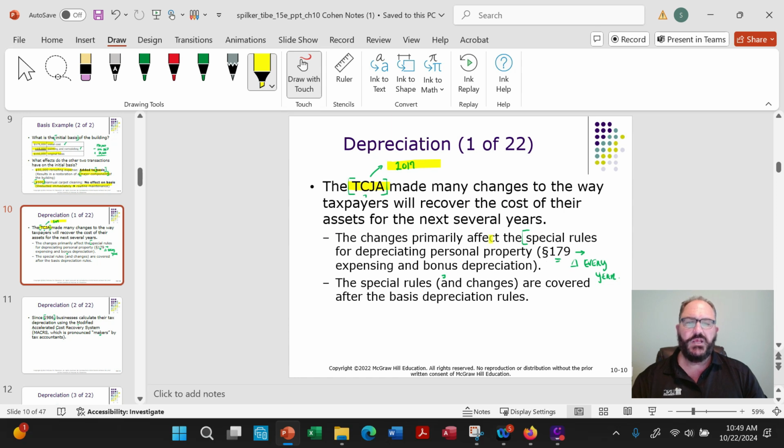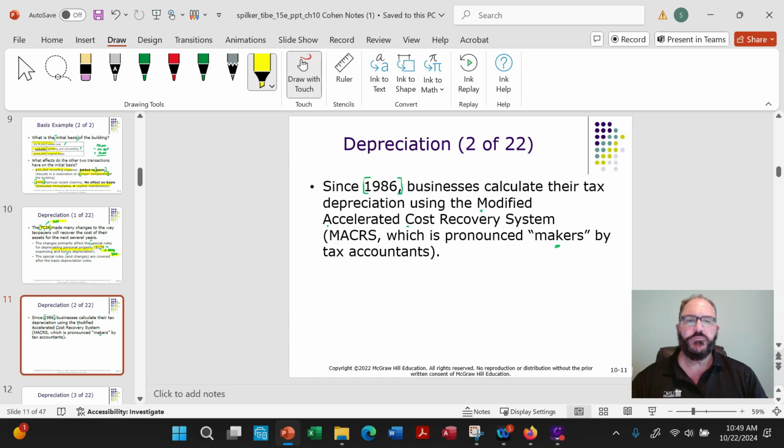Okay. And basically, it had a lot to do with Section 179 and bonus depreciation, okay? And again, remember, Section 179 changes every year, okay? And they made some special provisions. By the way, some of them in 2027 are scheduled. Now, we don't know what's going to happen with this latest election, but some of them are scheduled to be done with, okay? All right, so since 1986, we use this thing, MACRS, okay, but tax accountants, MACRS.